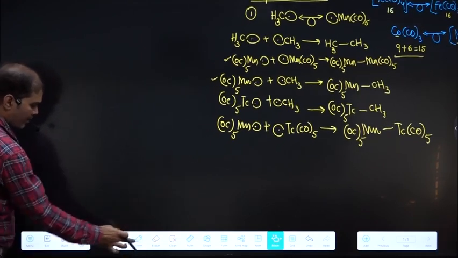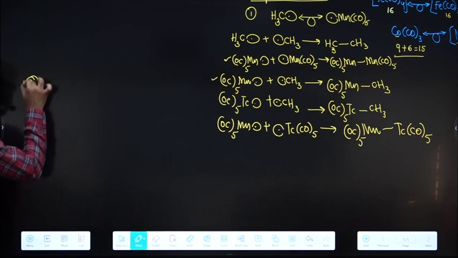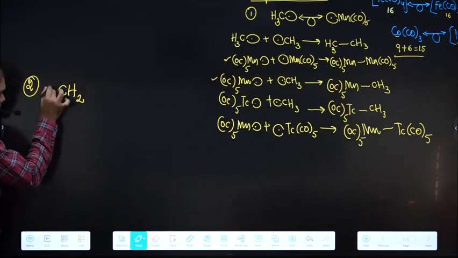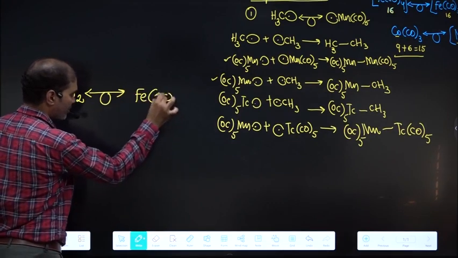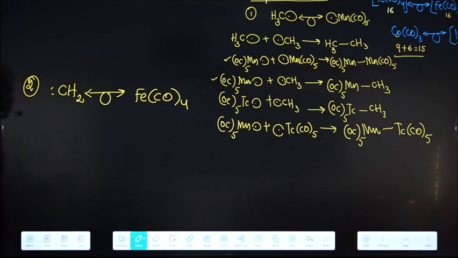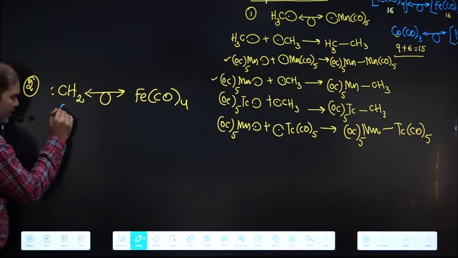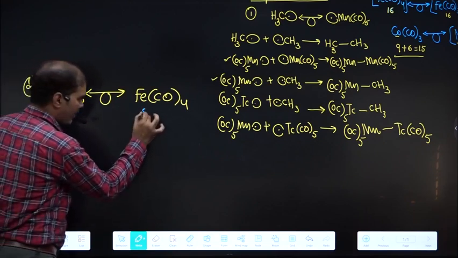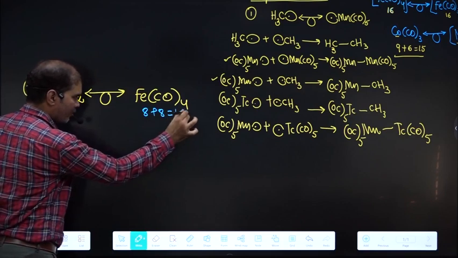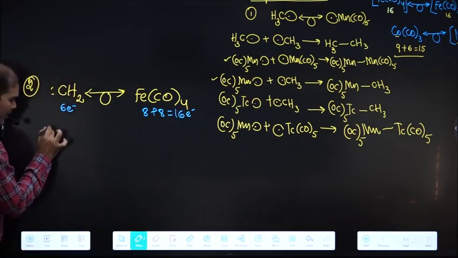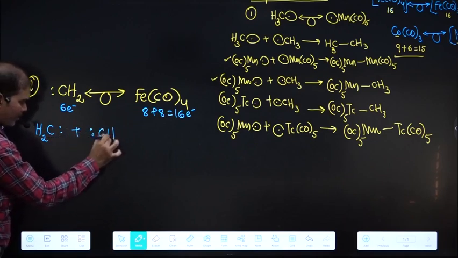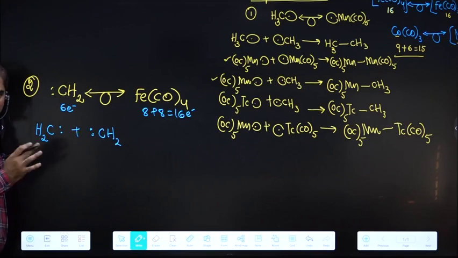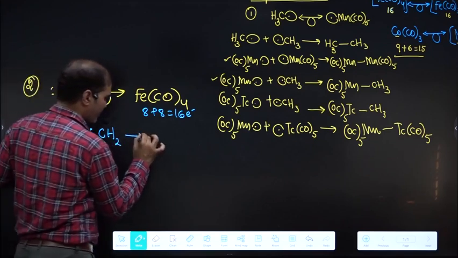Let me take one more example. A CH2 is isolobal with Fe(CO)4. Is it isolobal or not? 4 plus 2, it is a 6 electron system. 8 plus 8, it is a 16 electron system. Therefore, they are isolobal. So, if I take a CH2, I take another methylene, what will you get? If I combine both, you will get ethene.